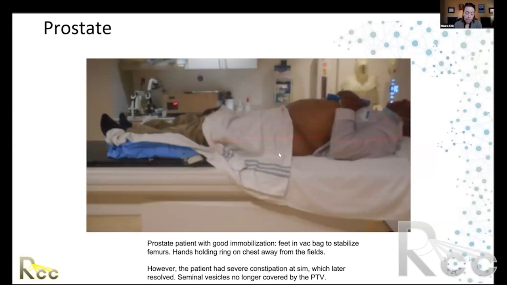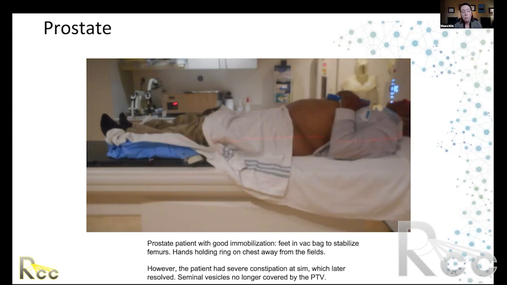However, this patient internally at the time of SIM had severe constipation, which later resolved. And so then the seminal vesicles were no longer covered by the PTV. So it's an important point to remember in the pelvis, in addition to your external immobilization, you have so much going on internally to keep in mind, such as a very full rectum at the time of SIM can really push your prostate or your GYN target anteriorly. And then if the rectum empties, your target can actually drop out of the field.